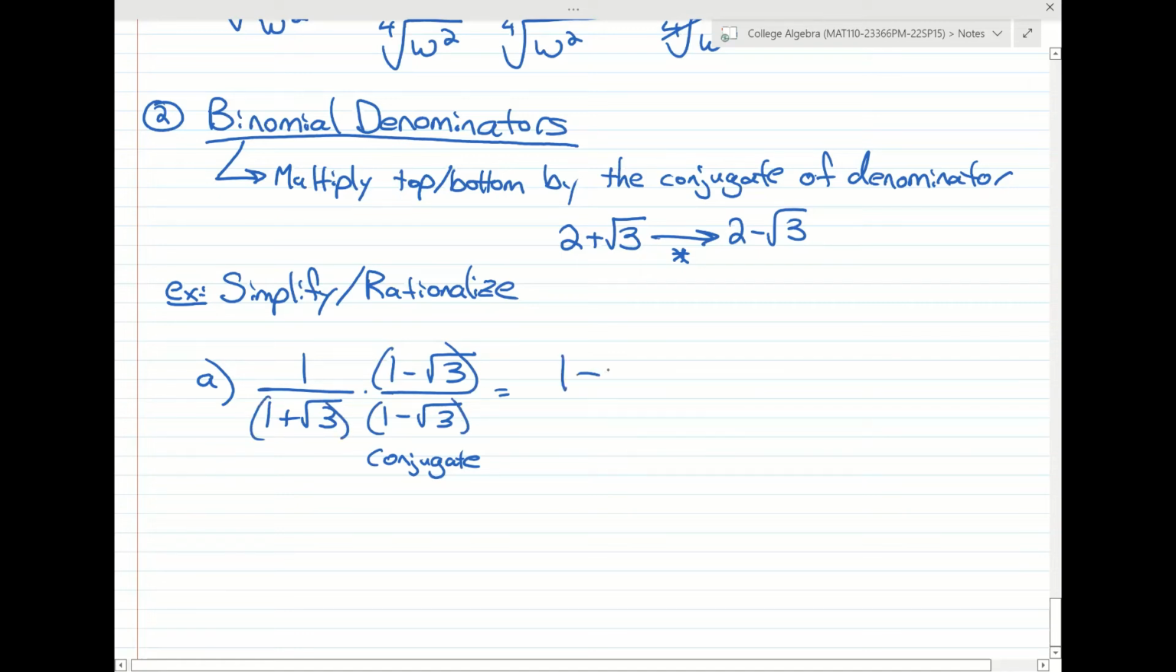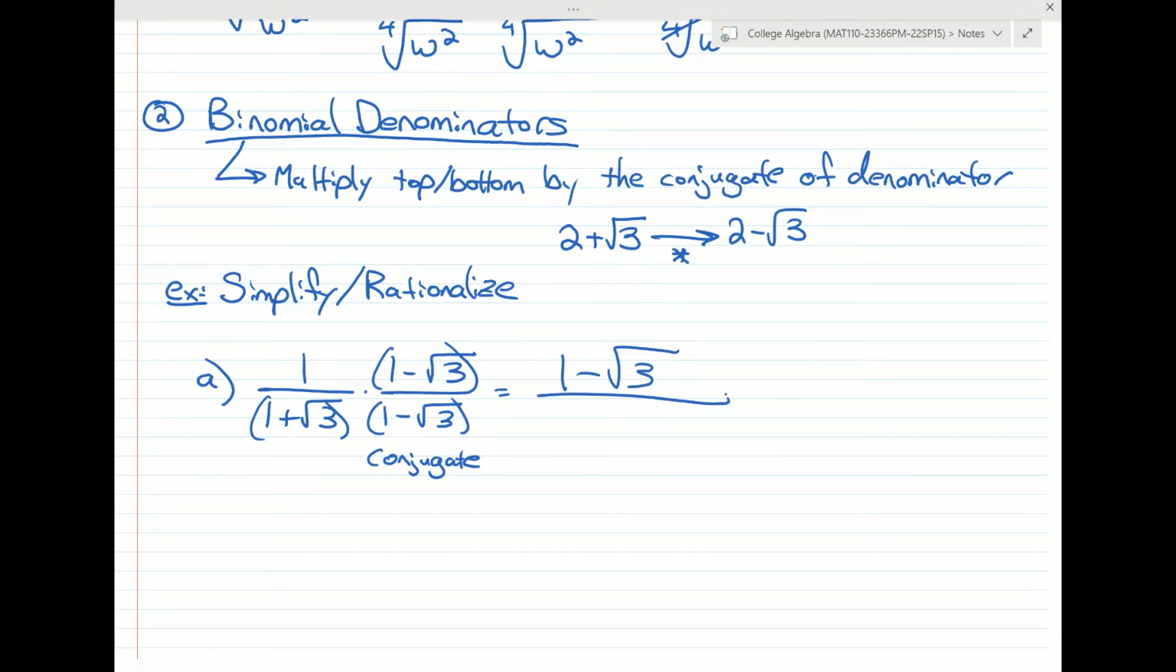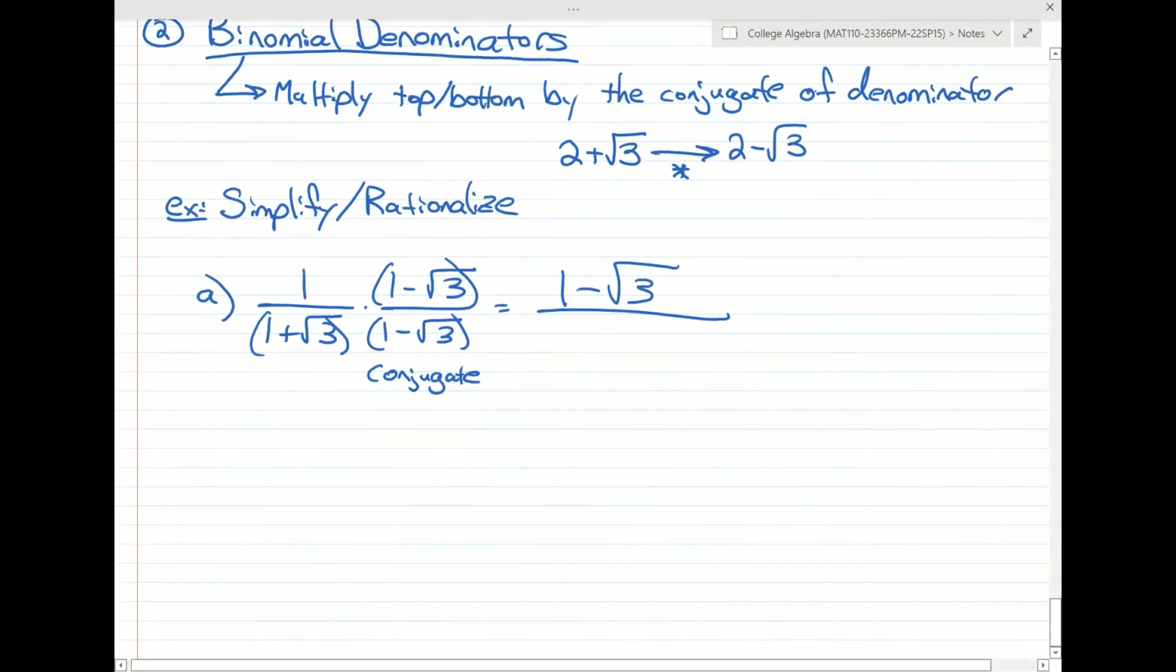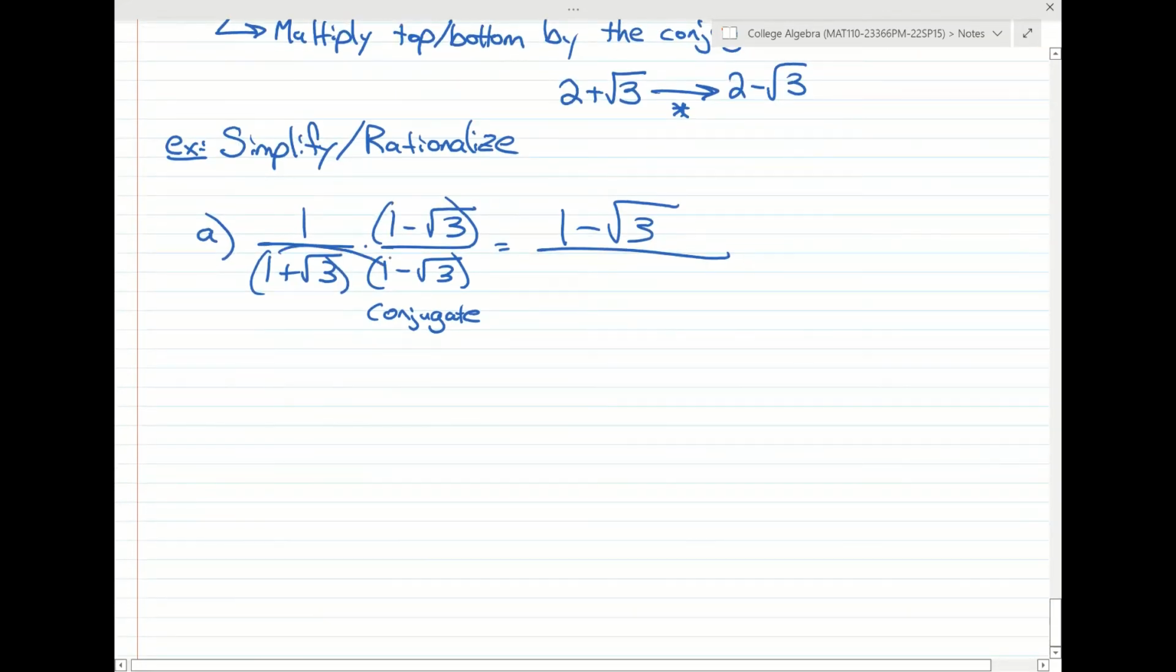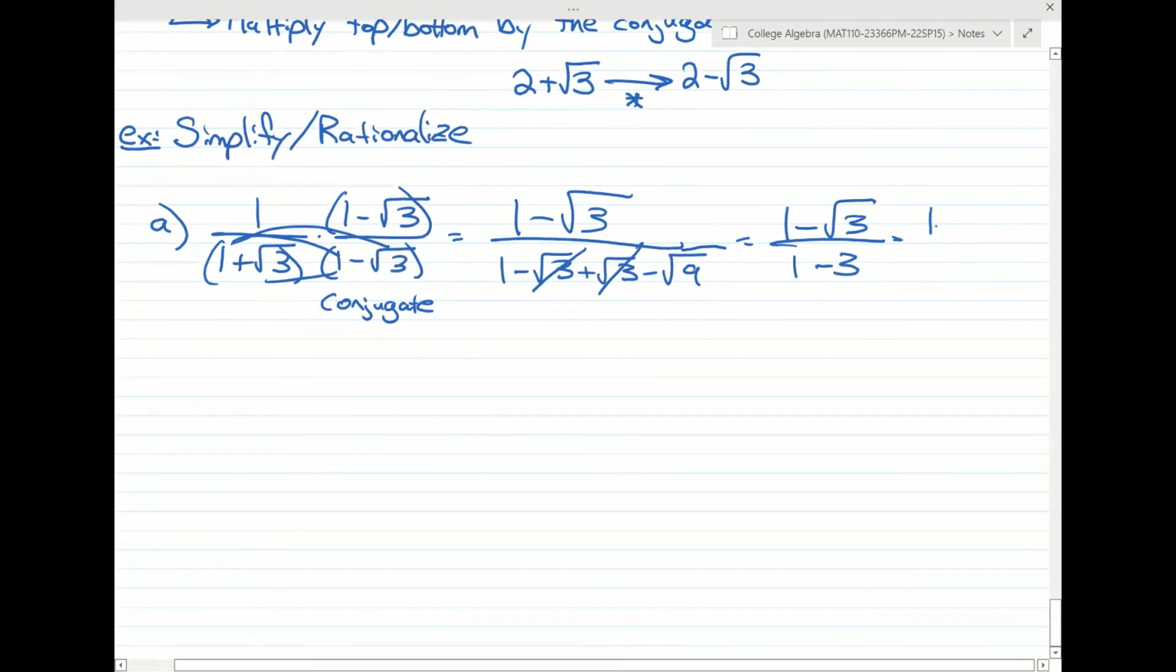Top is just going to be 1 minus square root of 3. It doesn't matter what the top is. And the denominator would be 1 times 1 is 1, minus square root of 3, plus square root of 3, minus the square root of 3 times square root of 3, which is just 3. So you actually wind up canceling out the radical in the middle. You wind up with a positive and a negative radical. And it just turns into 1 minus square root of 3 over 1 minus 3, or just simply 1 minus square root of 3 over negative 2.